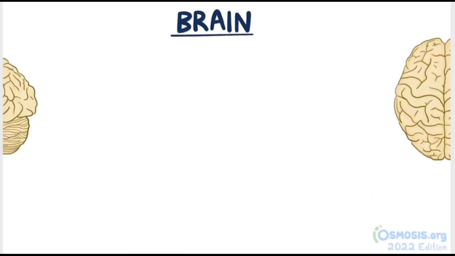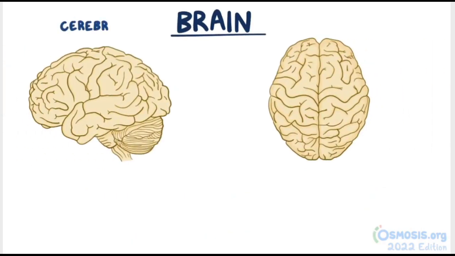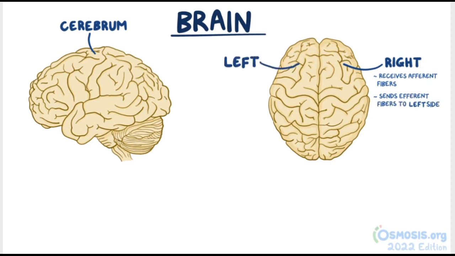The brain has a few regions. The most obvious is the cerebrum, which is divided into two cerebral hemispheres. The right cerebral hemisphere receives afferent fibers and sends efferent fibers to the left side of your body, while the left cerebral hemisphere does the opposite, receiving afferent fibers and sending efferent fibers to the right side of the body.